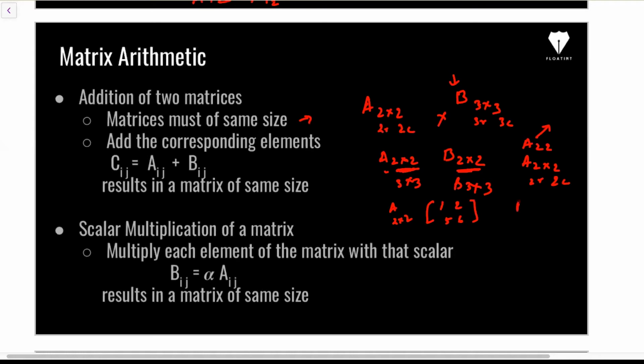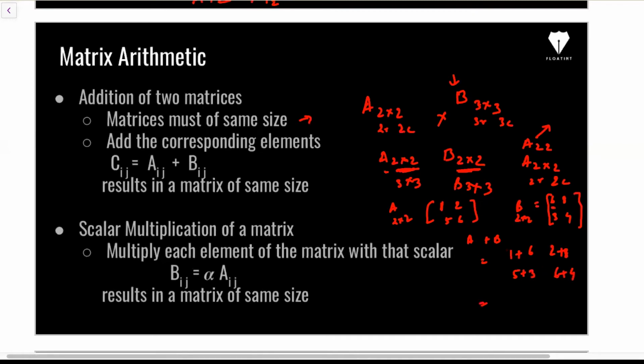And if I keep B as 2 cross 2, that we have established it cannot be other than 2 cross 2, right? So it should be 6, 8, let's say 3, 4. Okay, so how will addition happen? The corresponding elements, this is like 1. If you add A plus B, it will be 1 plus 6. The corresponding elements will be added: 2 plus 8, 5 plus 3, and 6 plus 4.